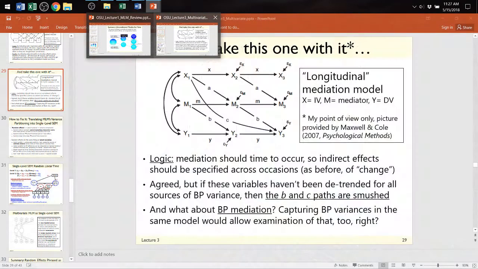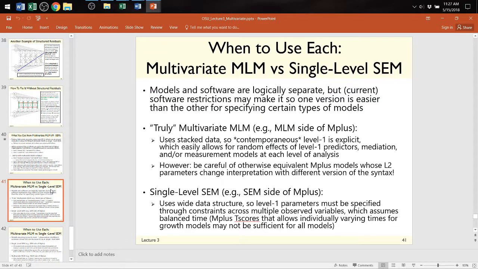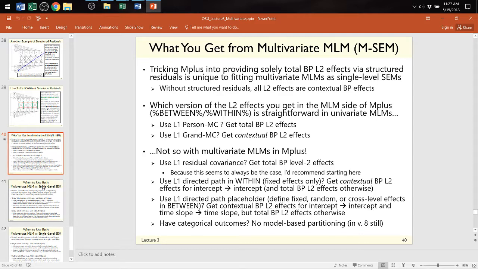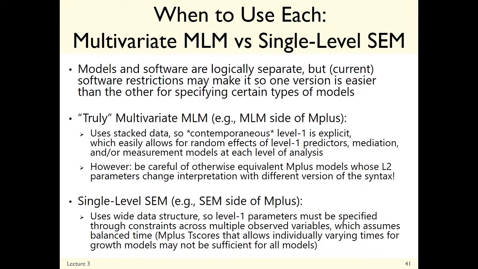I have a slide for that. So we haven't gotten very far into this lecture, but I have a slide for that. Okay, so slide 40 is summarizing what I was telling you before about what you get, in terms of the placeholders and whatnot. But right after that is the why you would use each. So lecture 3, slide 41 is where I am. So yes, when would you do each if you can get the same model both ways?